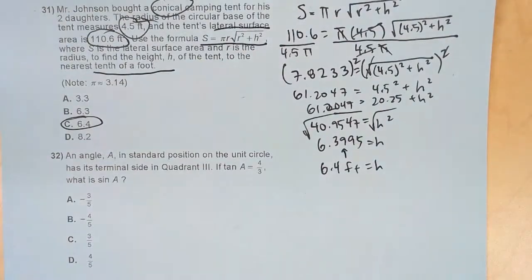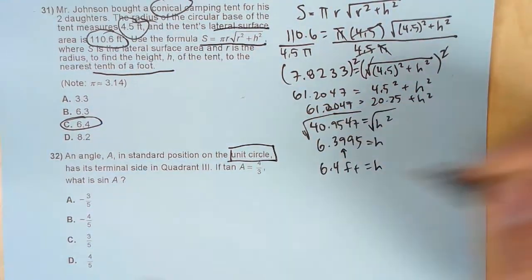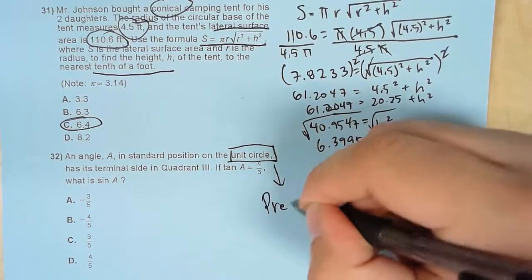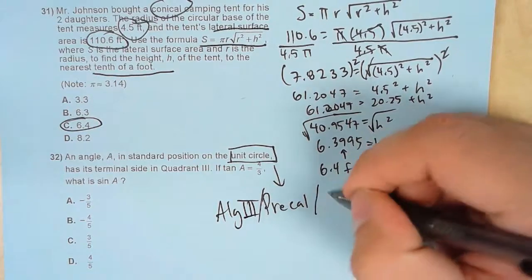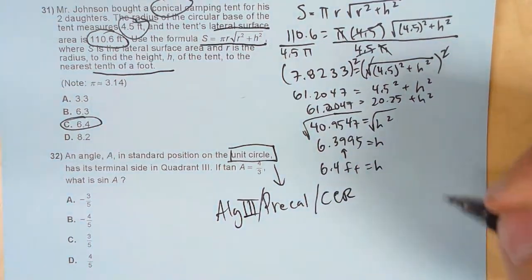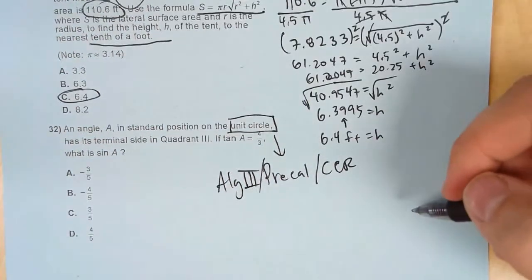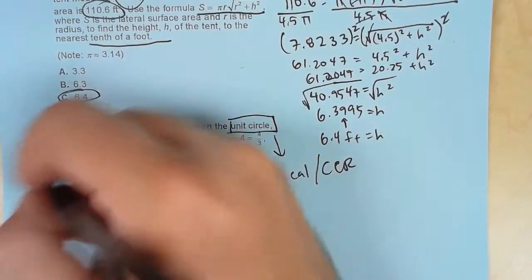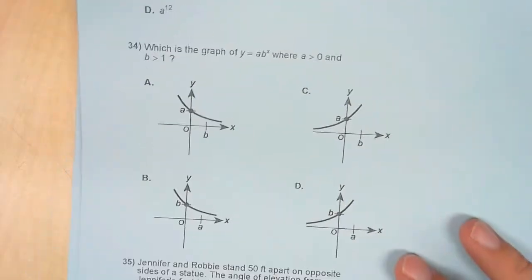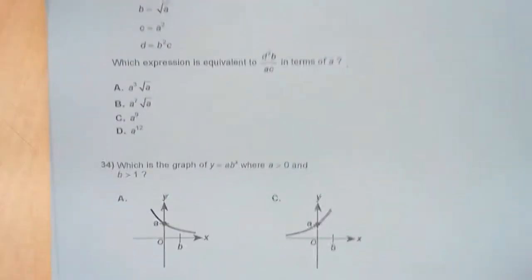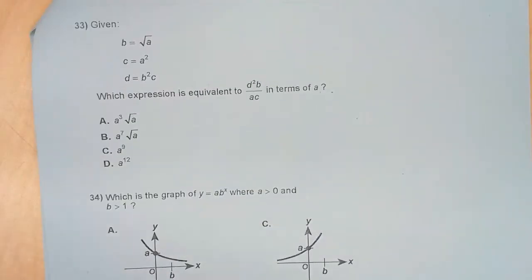Oh wait, number 32, an angle A in standard position on the unit circle. If you see these words, unit circle, this is automatically pre-cal or algebra 3 or maybe CCR, one of those, which means that we're not going to worry about these problems. Instead, we're just going to say, hey, answer is B. Congratulations, that was fast.